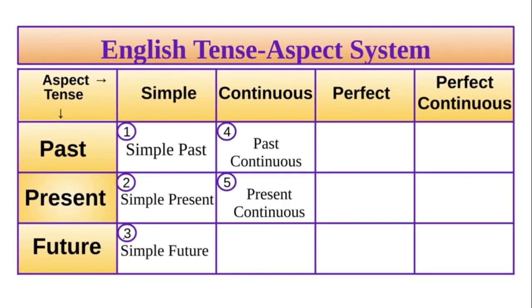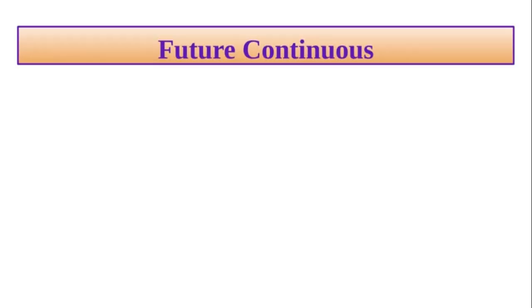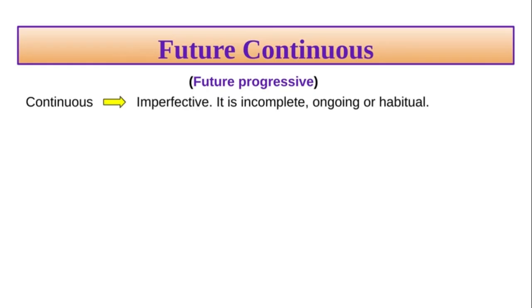The next English tense aspect combination, future continuous, also called future progressive. The future continuous aspect, also called future progressive. The continuous aspect is imperfective. It is incomplete, ongoing, or habitual.